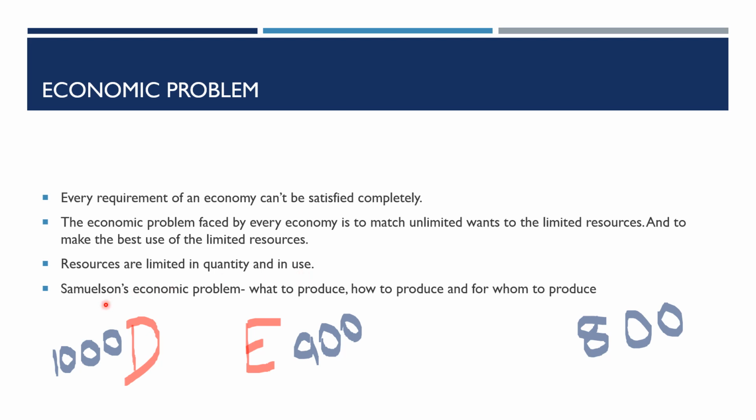And Samuelson's economic problem is what to produce, how to produce, and for whom to produce. This sums up the economic problem. Samuelson's economic problem helps us understand the economic problem better. He helps us understand it through three questions: what needs to be produced, how to produce, and for whom to produce.